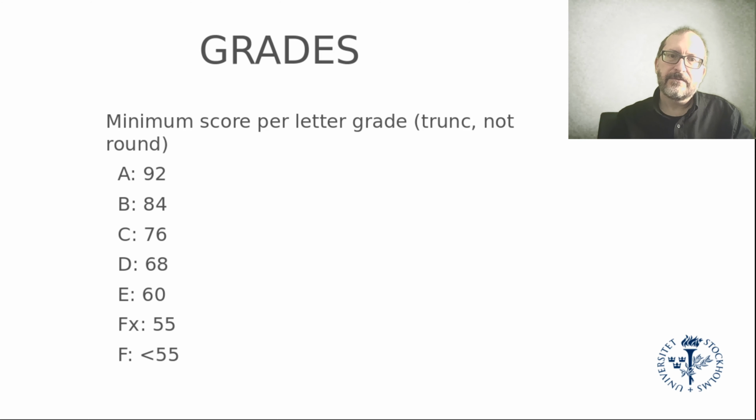And so the pass line is 60. And if you get between a 55 and 60, then you are eligible for a completer, and we'll discuss what that is if you're in that situation. And then if you're below 55, then you failed, and you become eligible for things like retake exams on any exams that you might have failed in addition to the course.